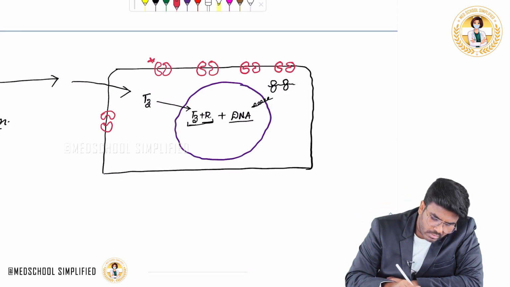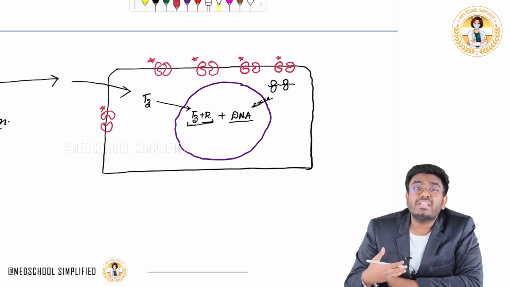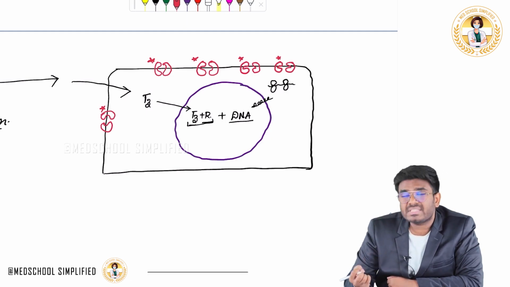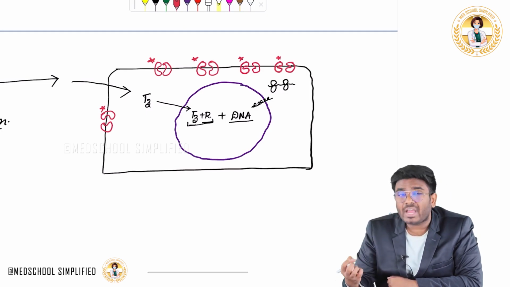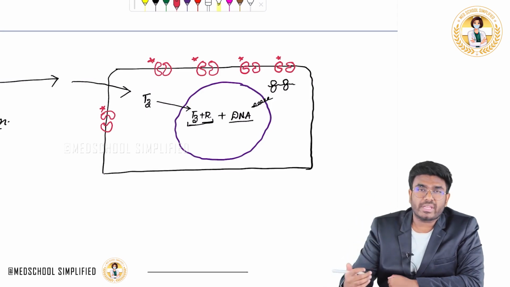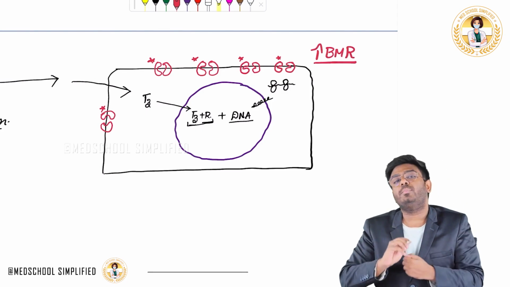So now more number of sodium potassium ATPases will break down more number of ATP. So more energy is being broken down, more ATP is getting utilized by the cell. More calories are utilized by the cell in the transport of sodium and potassium. So what happened to the basal metabolic rate? So basal metabolic rate increases. Okay, this is a very important question.